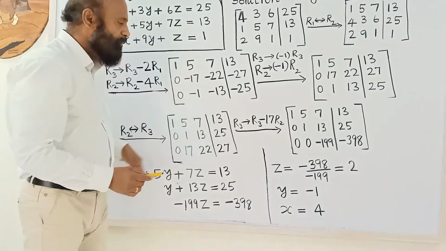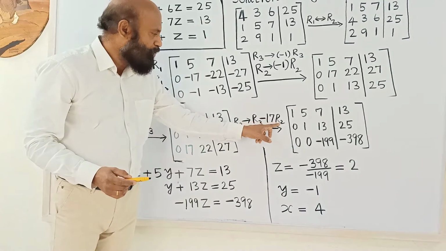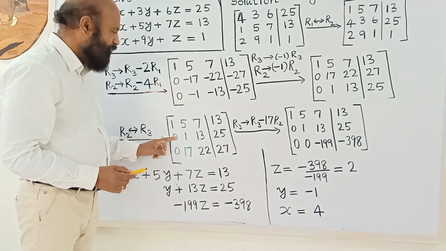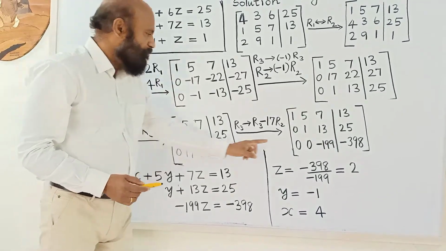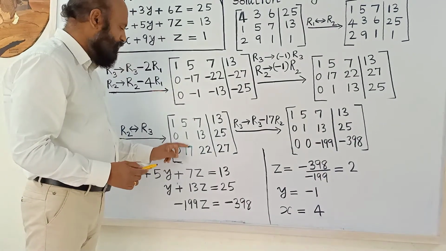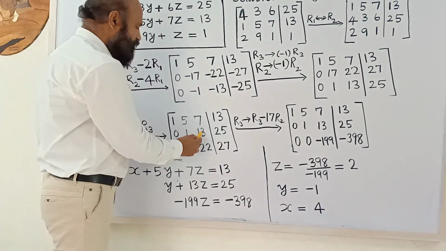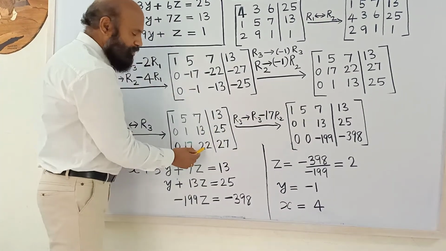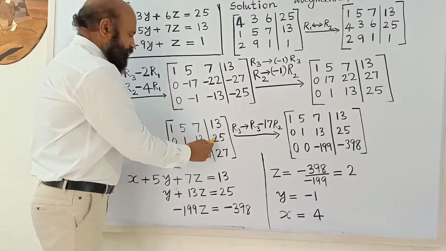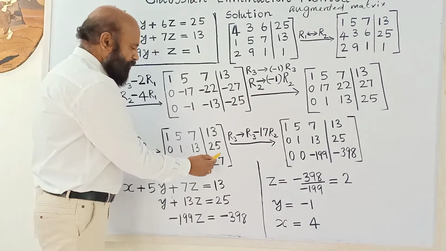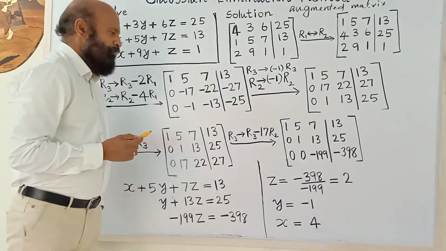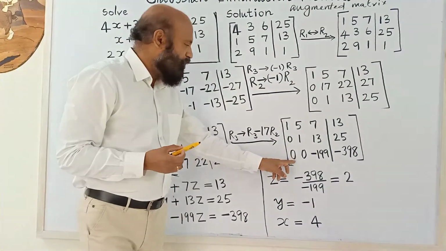So the third row is obtained from the third row by subtracting elements of the second row after multiplying by 17. So 0 into 17 is 0, 0 minus 0 is 0. 1 into 17 is 17, 17 minus 17 is 0. Like that, this 13 is to be multiplied by 17 and subtracted from 22, and you will get minus 199. Then 25 is to be multiplied by 17 and subtracted from 27, and you will get minus 398.